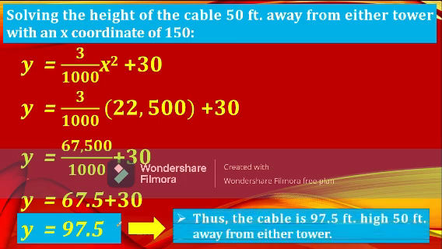Thus, the cable is 97.5 feet high, 50 feet away from either tower. So finally, you were able to solve the height of the cable when it's 50 feet away from either tower, with an x-coordinate of 150.